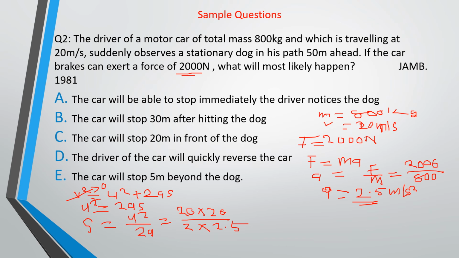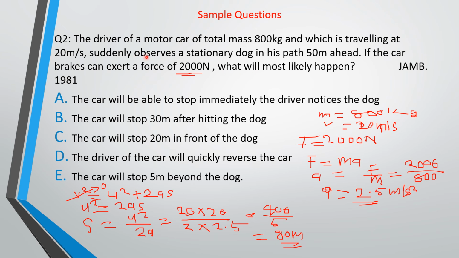So by the time you work this out, you are going to have 400 all over 5. So when you do that division, you will have what? You have that the distance traveled by the car before coming to rest will be equal to what? 80 meters. Okay, so this is the distance traveled by the car.